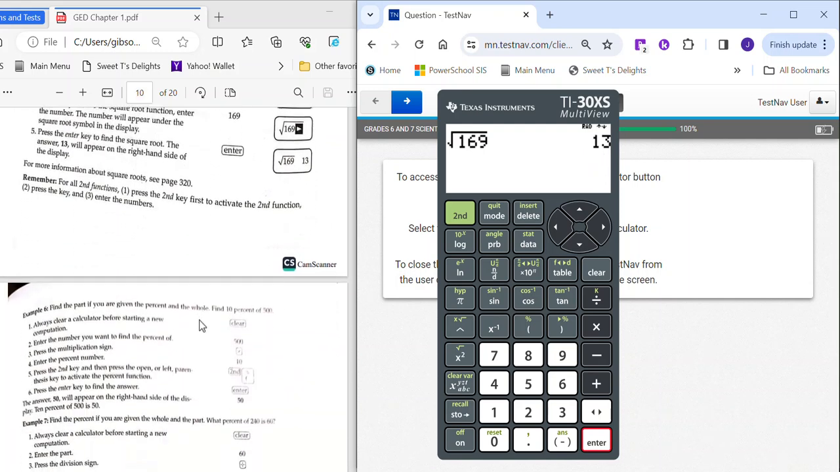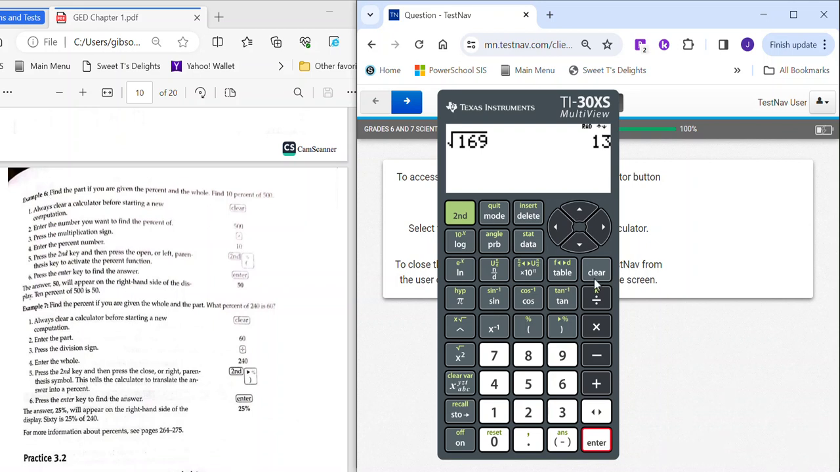Okay, now, for example 6. Well, let's clear this out. Example 6, it says find the part if you are given the percent and the whole. Find 10% of 500. Now remember, 10% of 500. Of means multiplication. So it says always clear a calculator before starting a new computation.